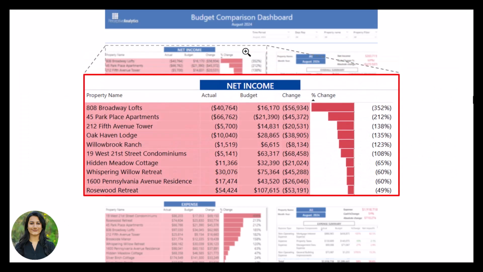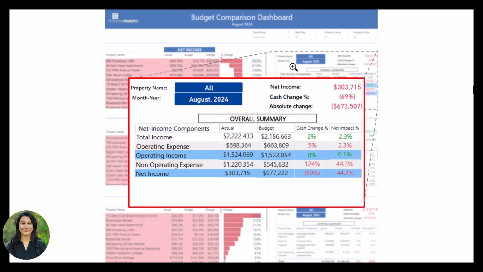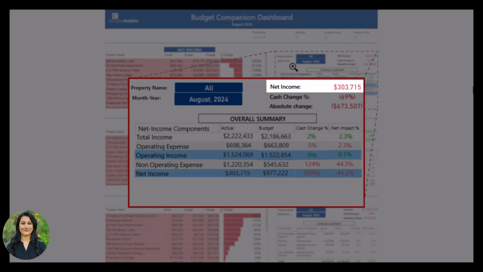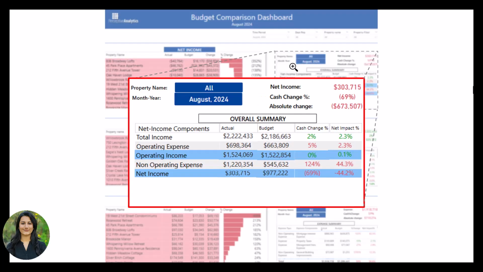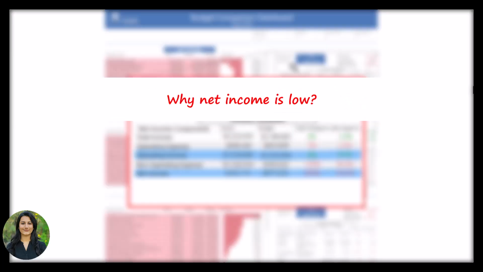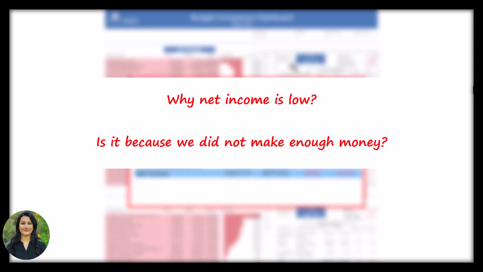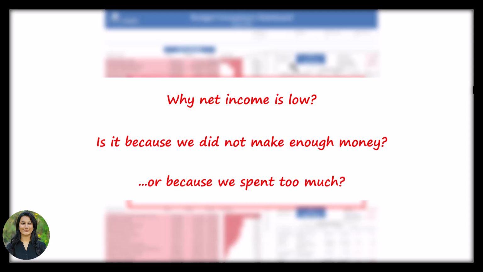At first, we can see net income by each property. This chart shows actual versus budget along with the percentage variance. Here, we can instantly see that many properties are drastically underperforming. The summary on the right confirms this. The total net income for the month is $303,000, which is 69% below the budget. That's a major shortfall. Now, to understand why net income is low, we need to ask, is it because we did not make enough money or because we spent too much?